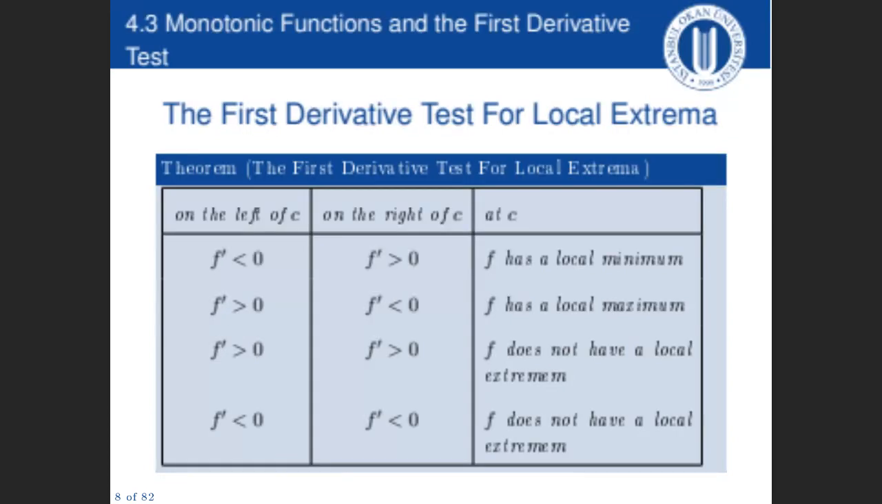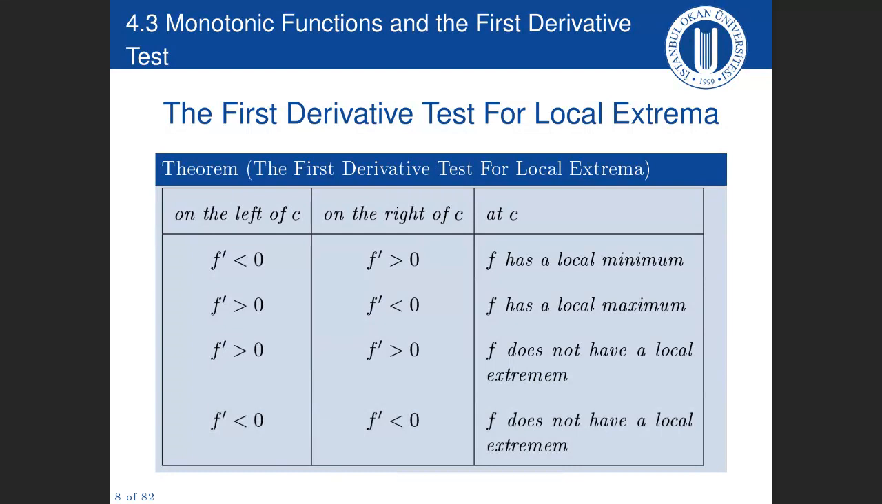And the fourth possibility is if the function is decreasing on the left of C and then it's also decreasing on the right of C, again, f does not have a local extremum at C.